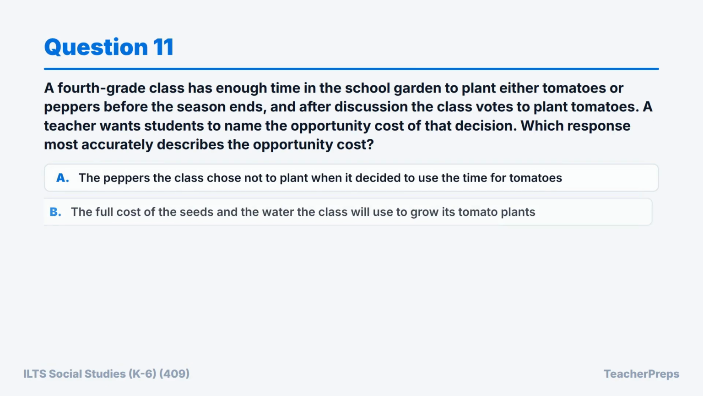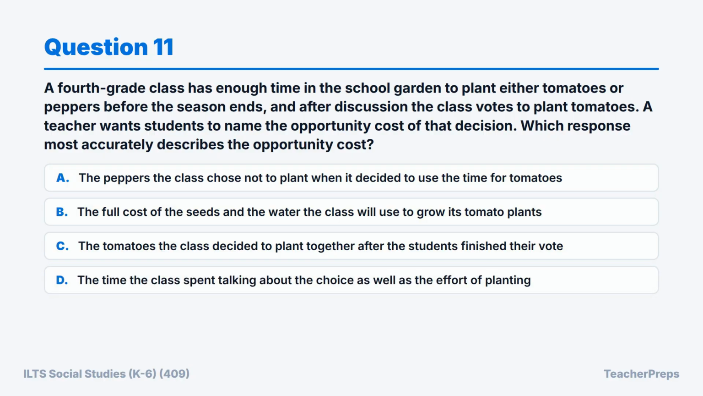Question 11. A fourth-grade class has enough time in the school garden to plant either tomatoes or peppers before the season ends, and after discussion the class votes to plant tomatoes. A teacher wants students to name the opportunity cost of that decision. Which response most accurately describes the opportunity cost? Pause the video and select the best answer.